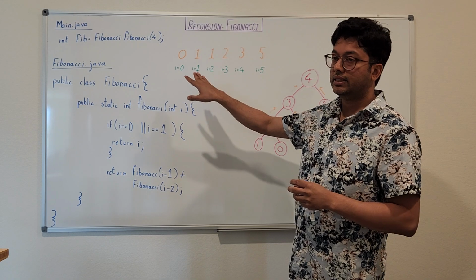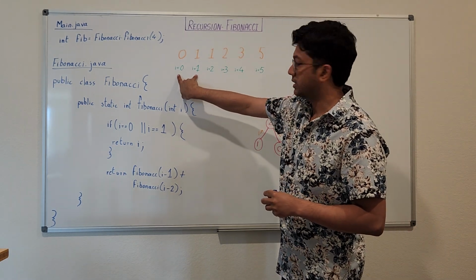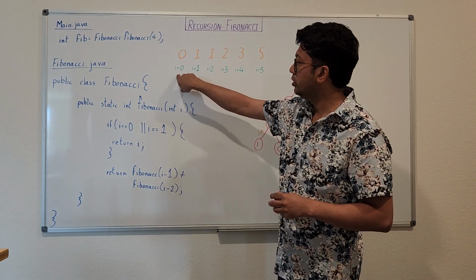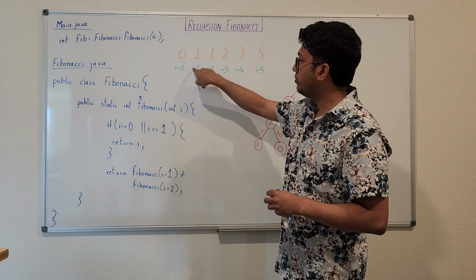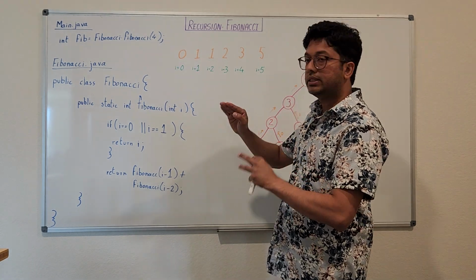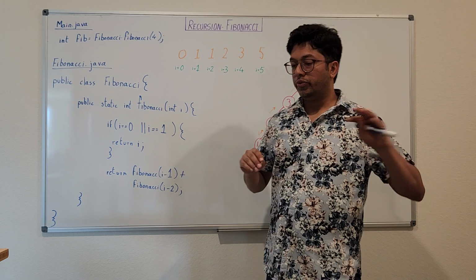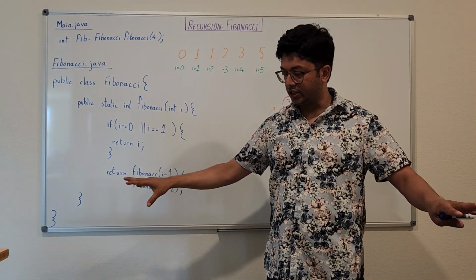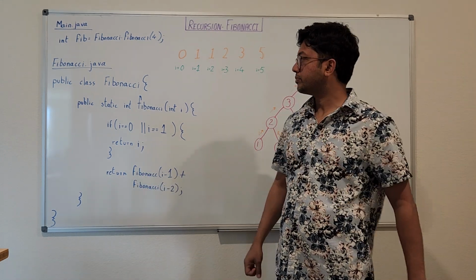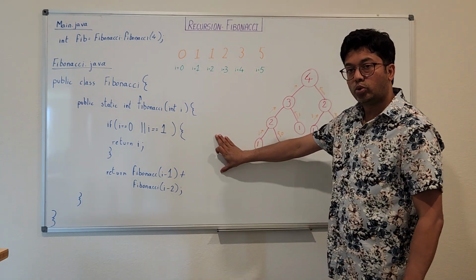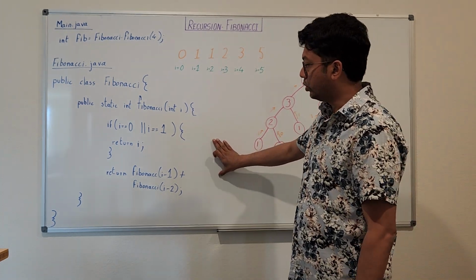For the base case, it's different. This is the base case. For 0, Fibonacci is 0. For 1, Fibonacci is 1. But until the base case, for every single one, if you know the two Fibonacci numbers of the previous numbers, you just add them up. So this is the code, the recursive code.